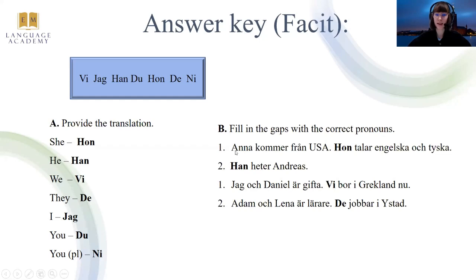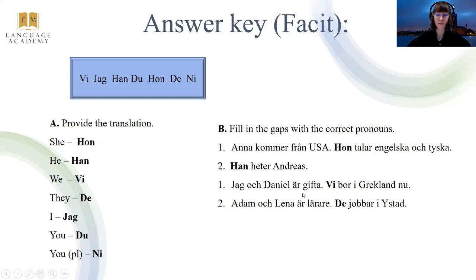Now exercise B. Anna kommer från USA. Hon talar engelska och tyska. We should insert the pronoun hon because we are referring back to Anna and she is a female, right? So Anna comes from the US. She speaks English and German. Han heter Andreas because we have Andreas. It's a male name. Han.